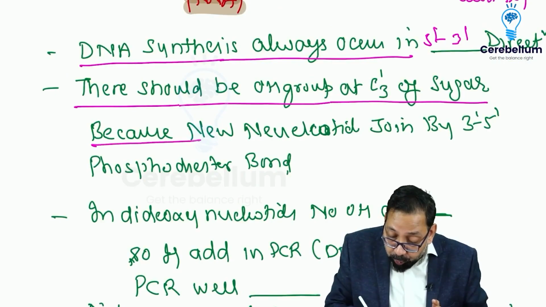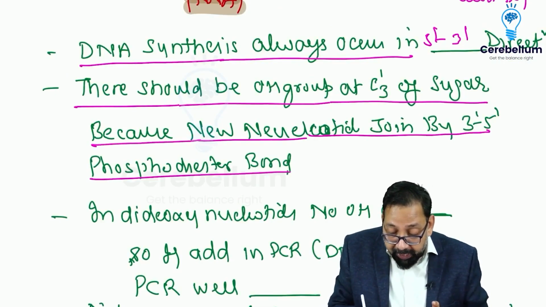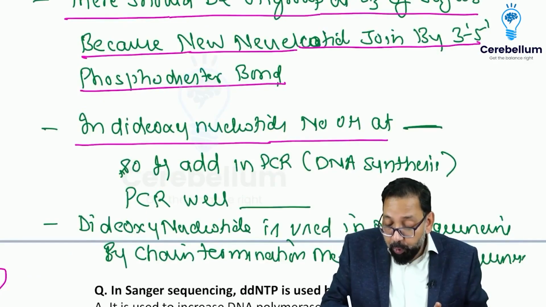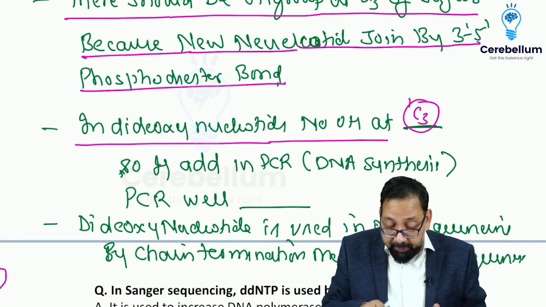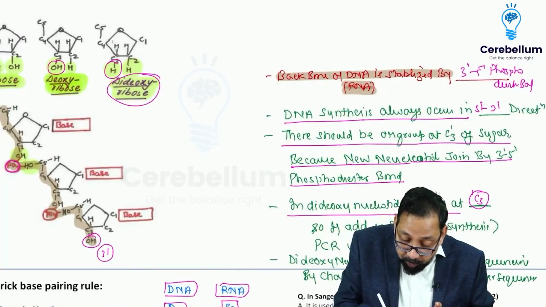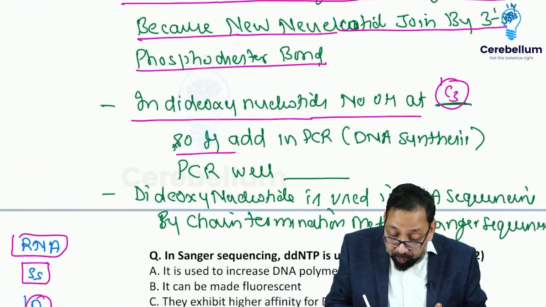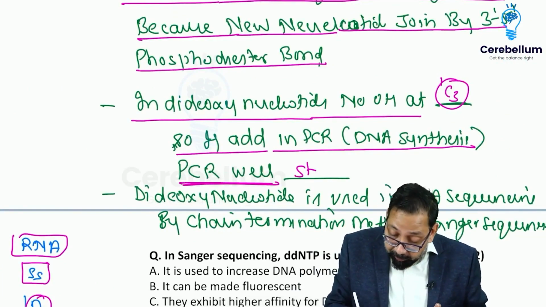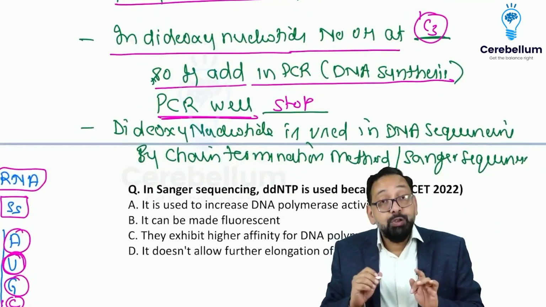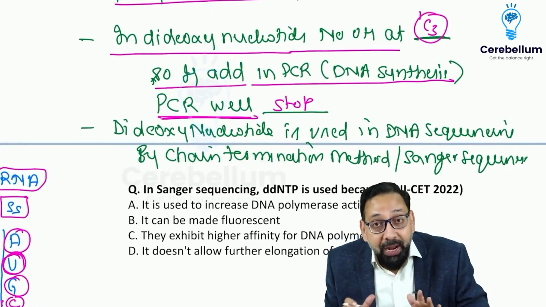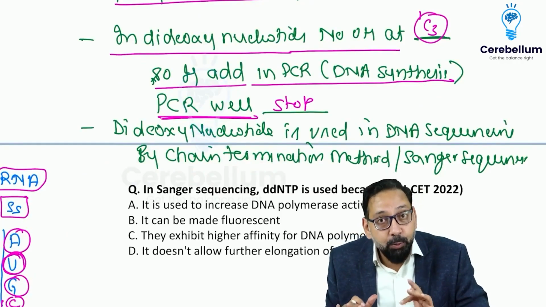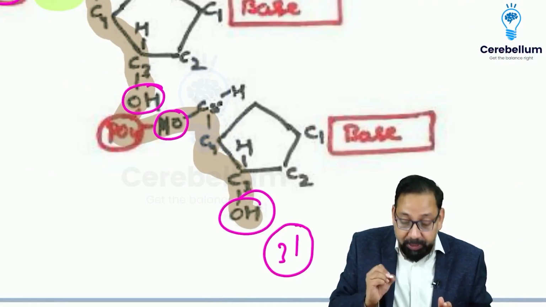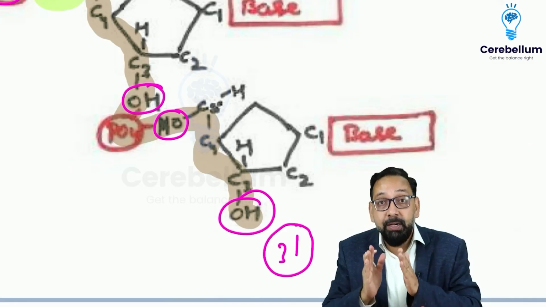New nucleotides join by a 3',5' phosphodiester bond. In dideoxynucleotide, there is no OH at C3. So if dideoxynucleotide is added in PCR or DNA synthesis, the synthesis will stop. Dideoxyribose does not have OH at C3, and you know that the phosphodiester bond is formed between the OH group of C3 and the OH group of C5. So dideoxyribose does not take part in DNA synthesis.